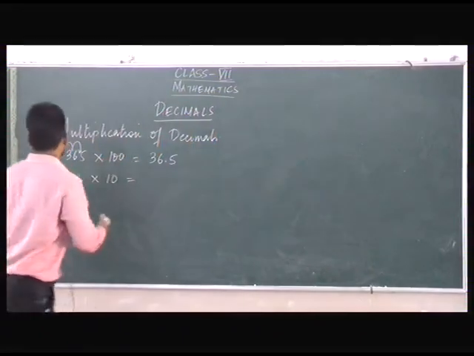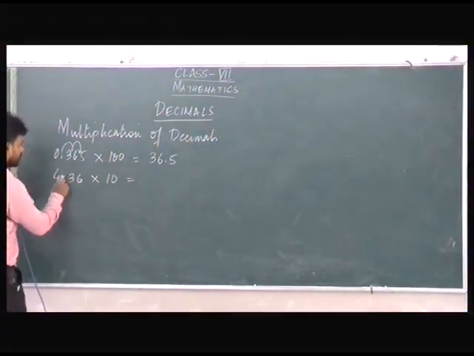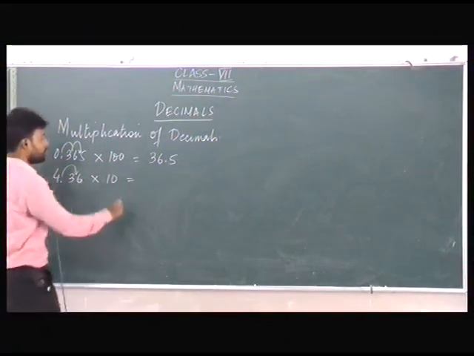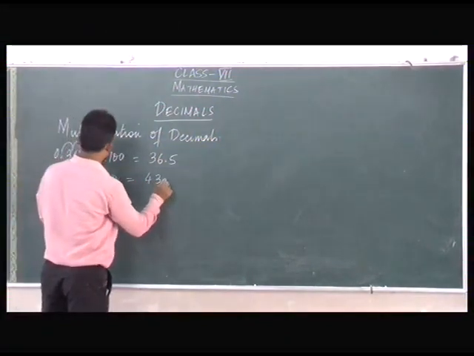So here we have 4.36 into 10. Again, the decimal will move 1 place to the right because we are multiplying with 10. So your ultimate answer will become 43.6.